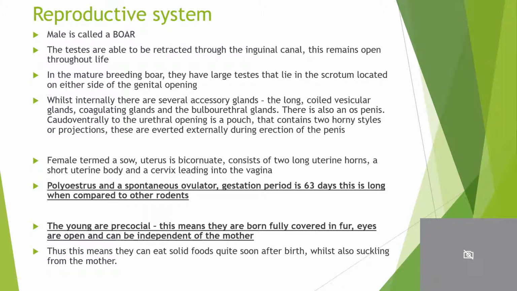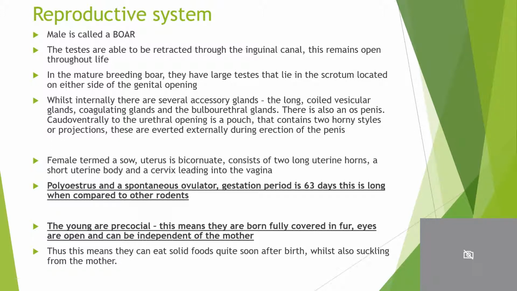Cranial to the urethral opening is a pouch that contains 2 horny styles or projections, and these are everted externally during erection of the penis. So very different if we were to compare them to the cat or the dog in relation to their reproductive setup. The female is termed a sow.